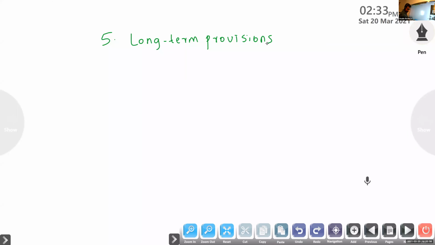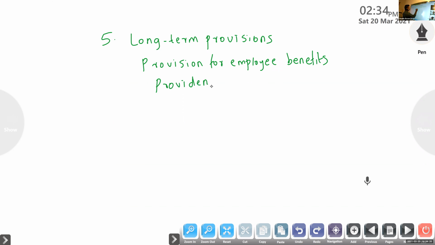Long-term provisions. Provision for employee benefit. It is included in full. Under that, provident fund. Provident fund is a long-term provision only.